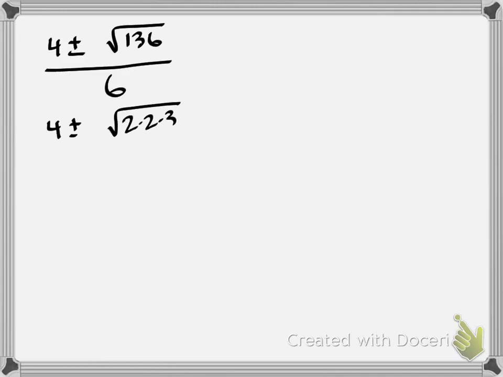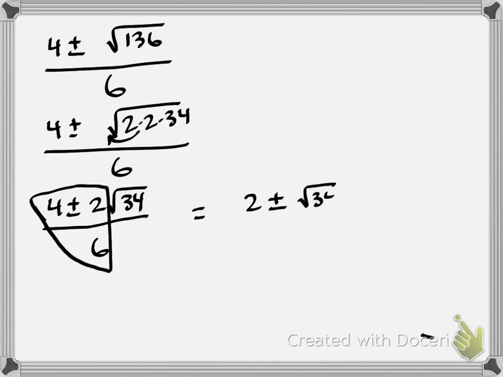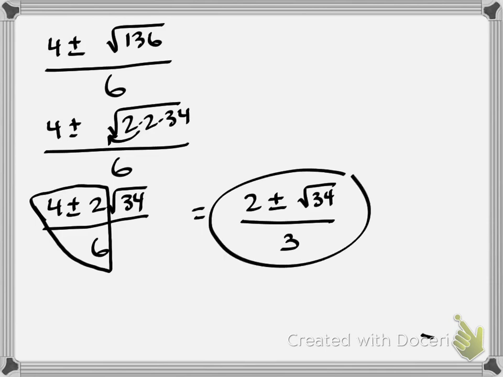Excuse me. Let's go to the next page and let's rewrite that out here. So 136 is 2 times 2 times 34 over 6. And as I square root that, only one 2 comes out. And I get 4 plus or minus 2 root 34 over 6. And then notice here again on this little triangle of numbers, they're all divisible by 2. And if I divide them all by 2, I get 2 plus or minus the square root of 34 over 3. And that's my final answer.